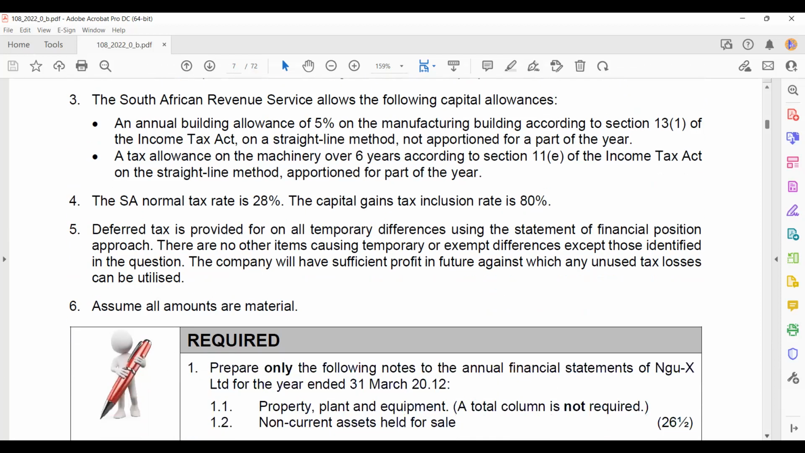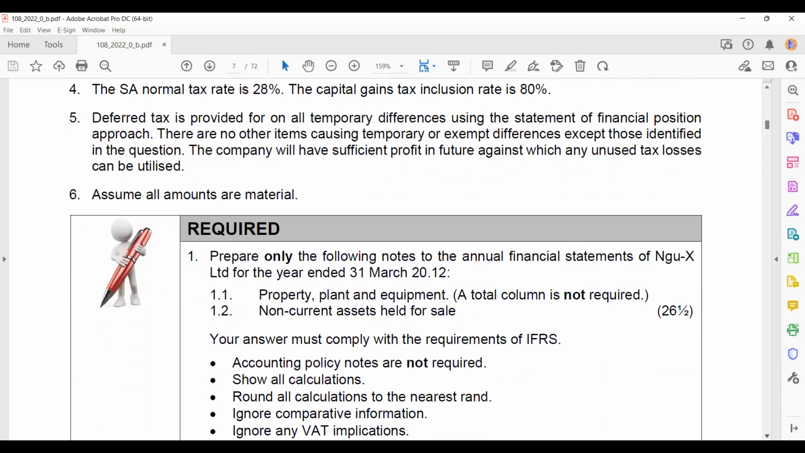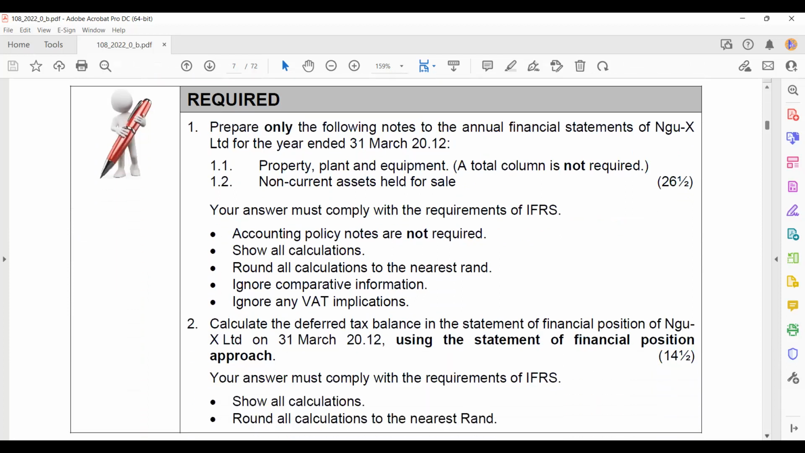Okay, so the scenario is not that complex. The required is as follows. Prepare only the following notes to the annual financial statements of Ngu-X Ltd for the year ended 31 March 2012.